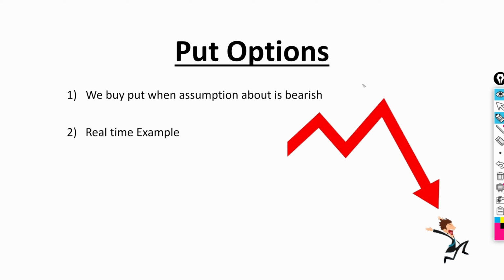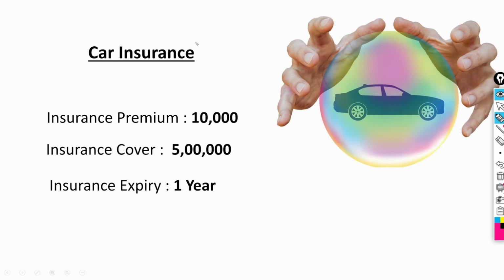To understand the real purpose of the put option, we will take a real-time example. We will understand how we can use the put option in our trading. Let's take an example of car insurance. For example, you own a car, so you want insurance for that particular car. So you will buy an insurance. To buy an insurance, you have to pay some premium. For example, we will pay 10,000 to buy the insurance for our car. The insurance cover is up to 5 lakhs. If I pay 10,000 per annum, our insurance cover will be up to 5 lakhs.